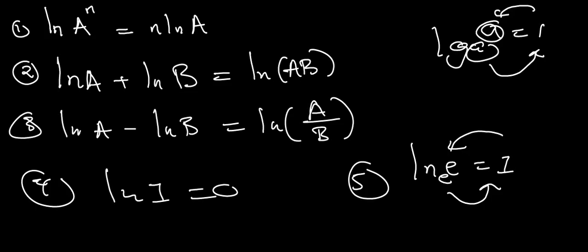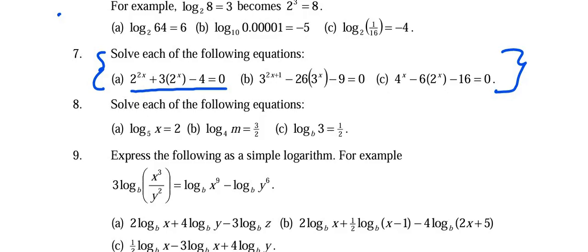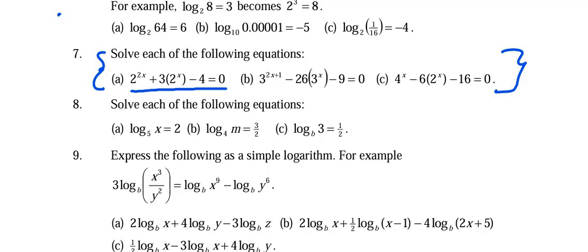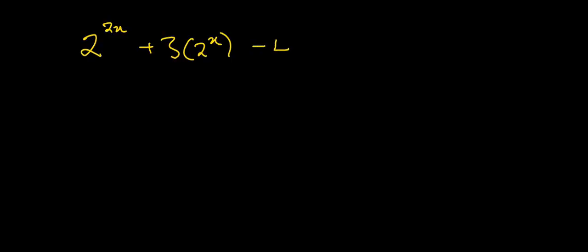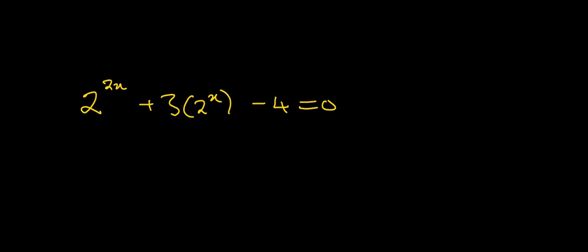We'll make this our number 1. So this is 2 to the power 2x, plus 3 times 2 to the power x, then minus 4 is equal to 0. So call this example 1.